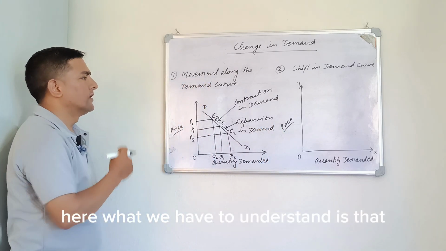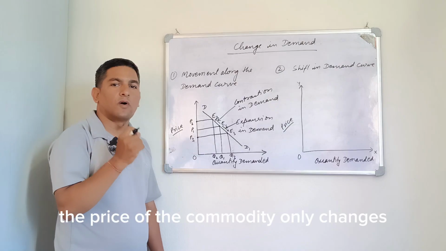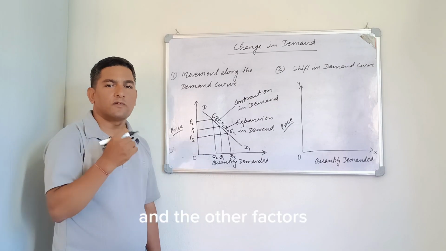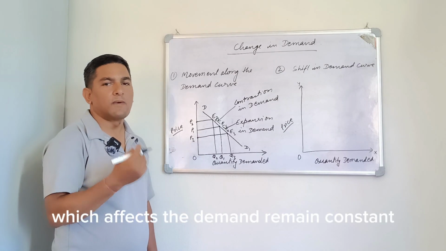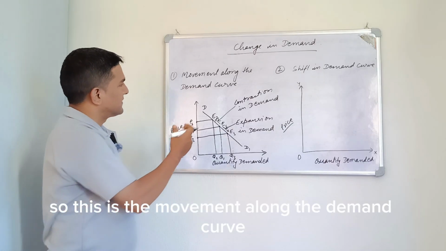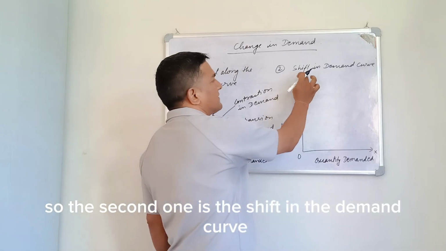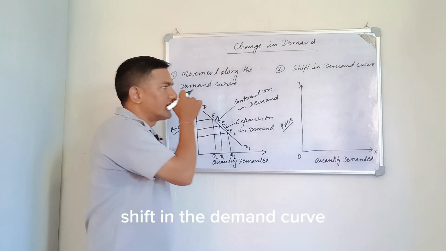Here what we have to understand is that in the movement along the demand curve, only the price of the commodity changes, and the other factors which affect the demand remain constant. So this is the movement along the demand curve. The second one is the shift in the demand curve.